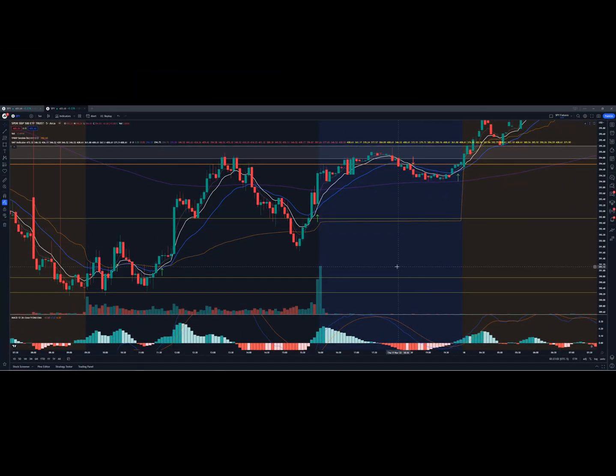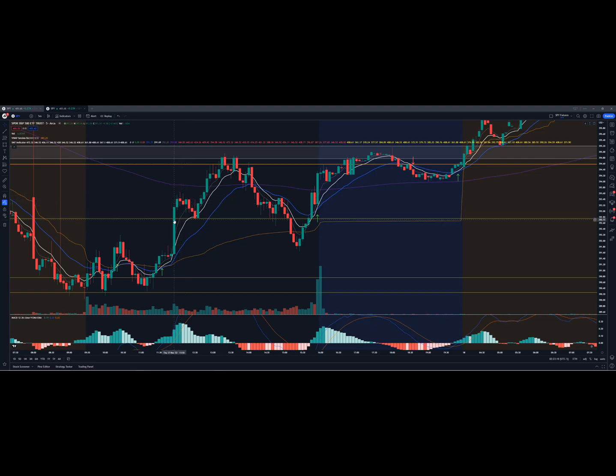So the next pattern that we're going to talk about is the head and shoulders pattern. This is a bearish reversal pattern, and this typically occurs when we have a strong uptrend and then we start to reverse, forming this head and shoulders. So as the name implies, there are three components of this pattern plus the neckline.